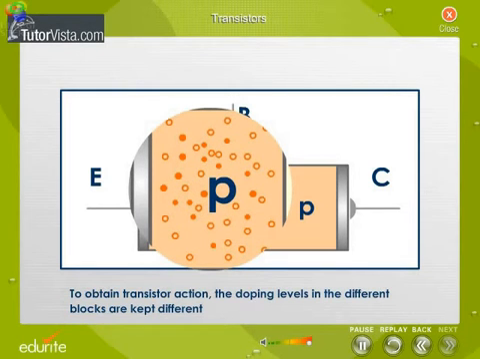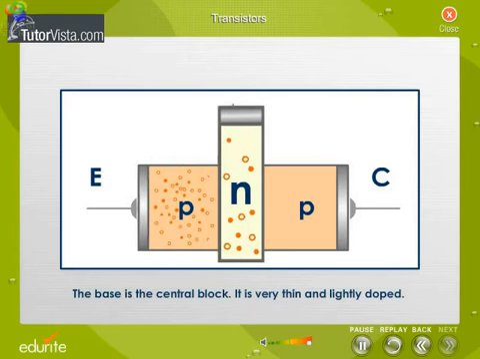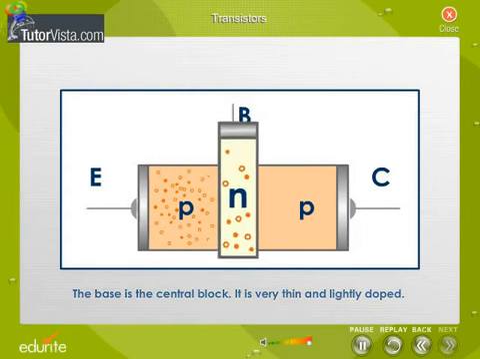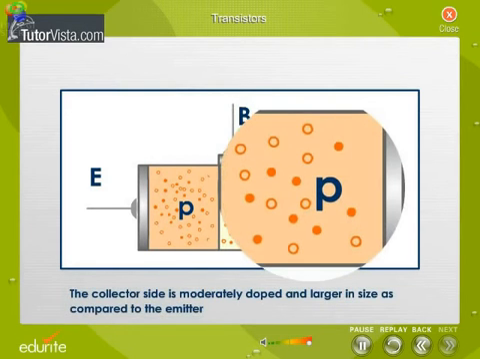The emitter is of moderate size and heavily doped. The doping supplies a large number of majority carriers. The base is the central block. It is very thin and lightly doped. The collector collects a major portion of the majority carriers supplied by the emitter.